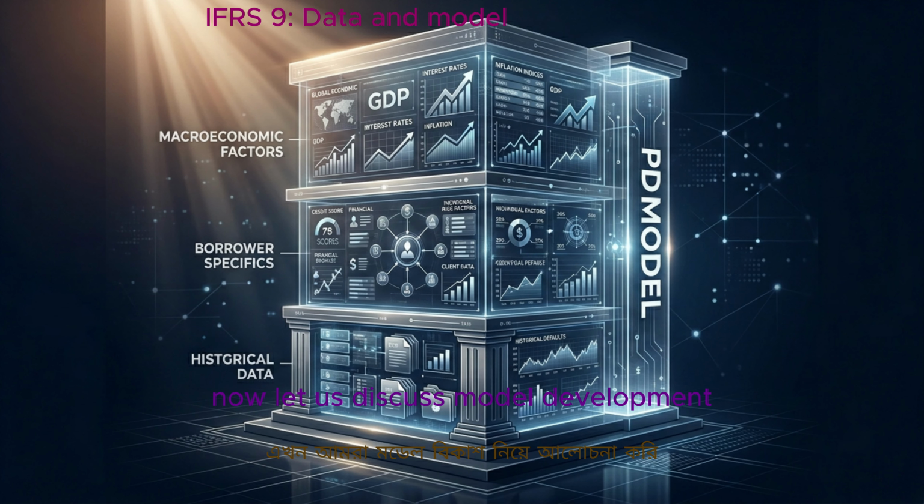Now let us discuss model development under IFRS 9. Model development means creating a structured methodology for calculating ECL. The main models include the PD model, LGD model, EAD model, staging model, forward-looking model, and scenario weighting model. Let us start with the PD model. Probability of default measures the likelihood that a borrower will default within a certain period. For Stage 1, banks use 12-month PD. For Stage 2 and Stage 3, banks use lifetime PD.